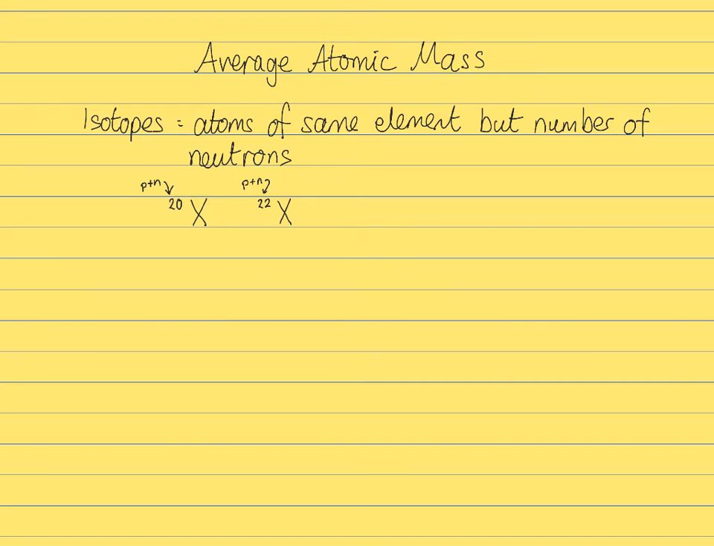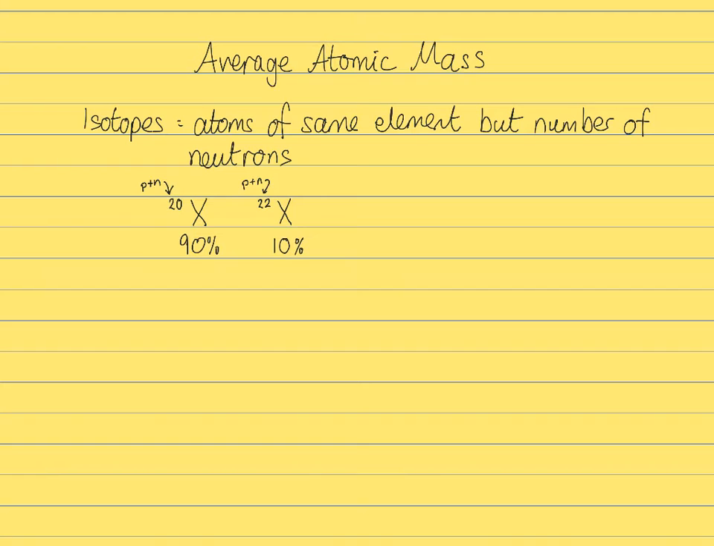Now, we're trying to find out what is the average atomic mass for element X. First, we need to know how much of each isotope exists. So I'm going to say that we have 90% of element X with the mass number of 20, and we're going to have 10% of element X with a mass of 22.